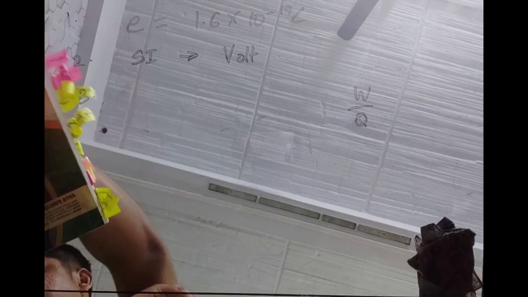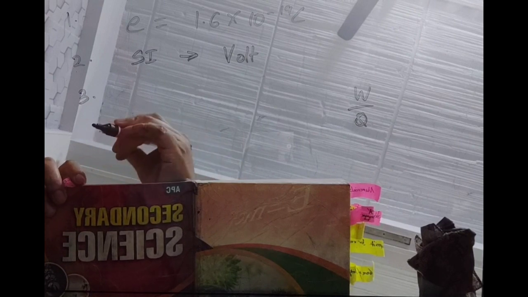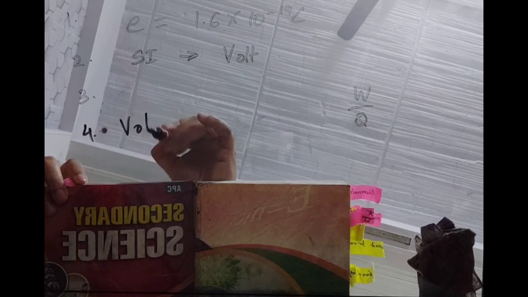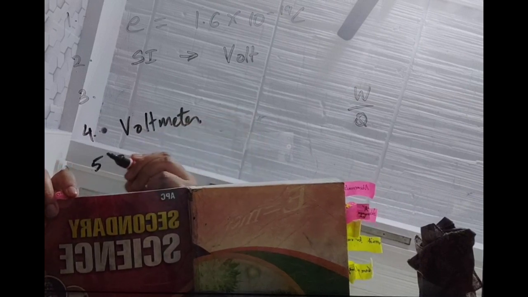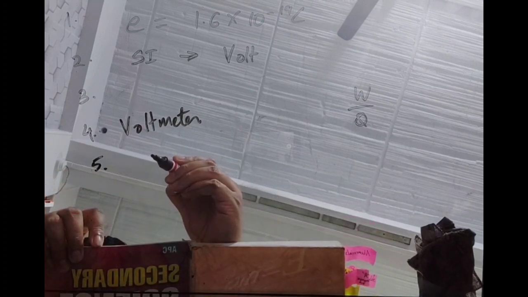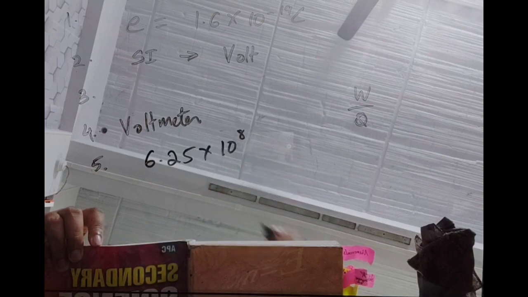Question number 4. Name the instrument used for measuring potential difference. It is nothing but a voltmeter. Question number 5. How many electrons are there in one coulomb of charge? It is 6.25 into 10 power 18.